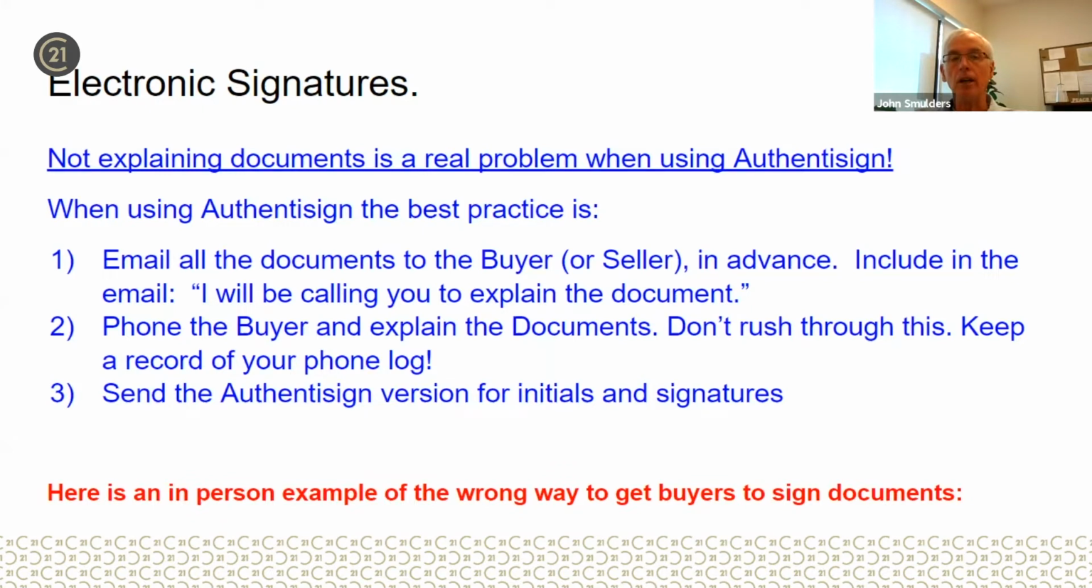Don't rush through it. Keep a record of your phone log so that if a buyer ever comes around and says, nobody explained it to me, then you have the email that says, I'll be calling you to explain the document, and you have your phone record that you explained the document to the buyer, so that they can't say it was never explained to me in case something goes terribly wrong in the deal. Once you've explained the documents to the buyer, then send the Authentisign version for initials and signatures.